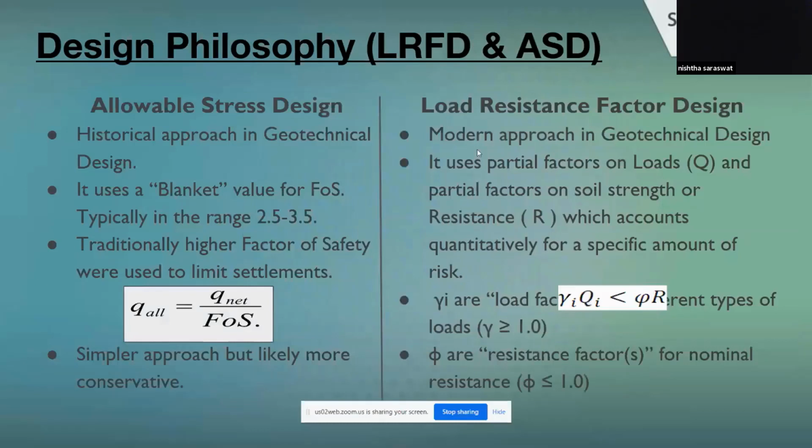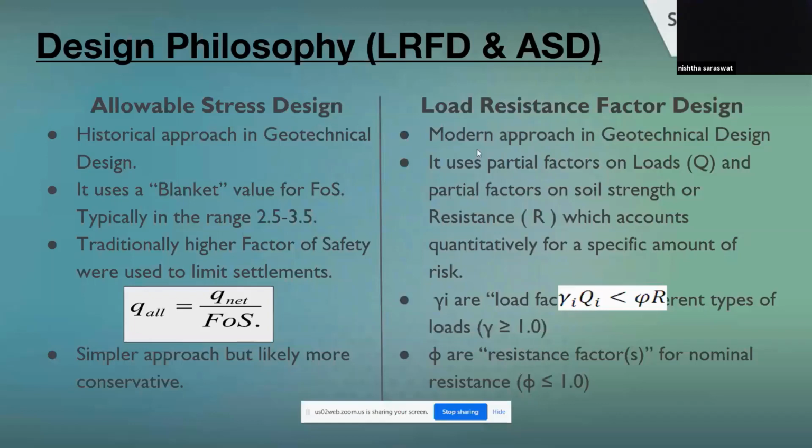So moving on to, as you must have also come across in the steel structure design, there is LRFD design and the traditional method of designing, which is ASD or allowable stress design. In allowable stress design, this is typically the most used or the historical way of doing the geotechnical design, in which a blanket factor of safety is used, which is in the range of 2.5 to 3.5.